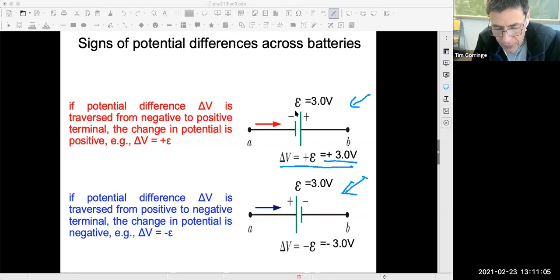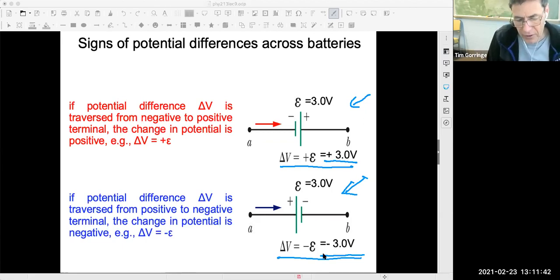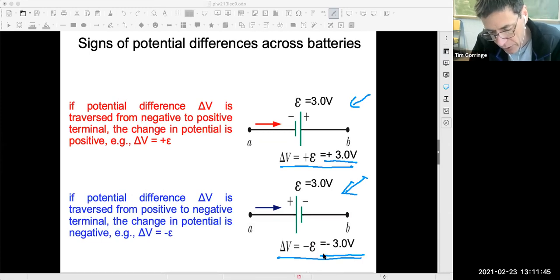And so if the battery is 3 volts, the change in potential in Kirchoff's loop rule, voltage rule, is plus 3 volts. When I walk across the battery in the bottom circuit, I'm traversing the battery from the positive terminal to the negative terminal. So it's like I'm walking down the stairs. Then the change in potential is minus 3 volts. And getting the signs correct is very important in Kirchoff's rules. And so that's the signs for a battery.